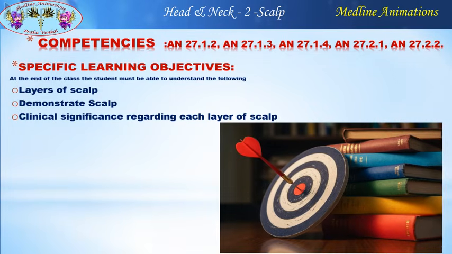First, let's see the specific learning objectives. At the end of the class, the student must be able to understand the following: the layers of the scalp, the names of all 5 layers and their features. Demonstrate the layers of the scalp and the clinical anatomical significance regarding each layer of the scalp.